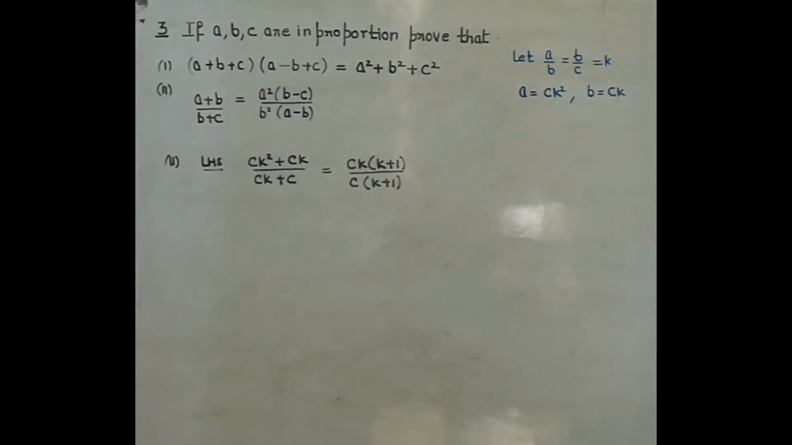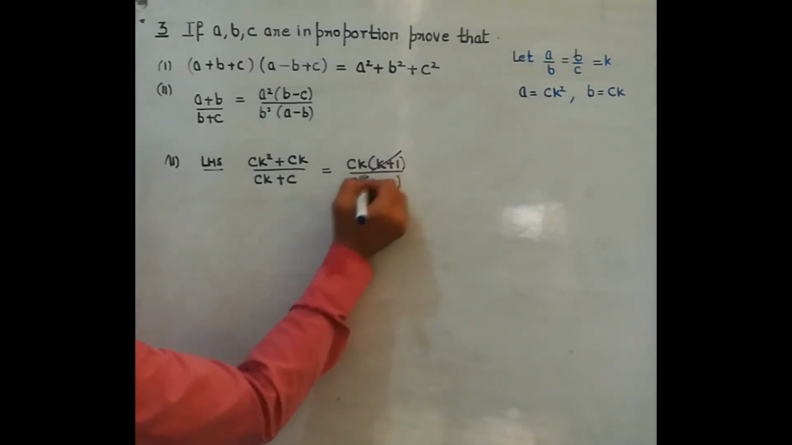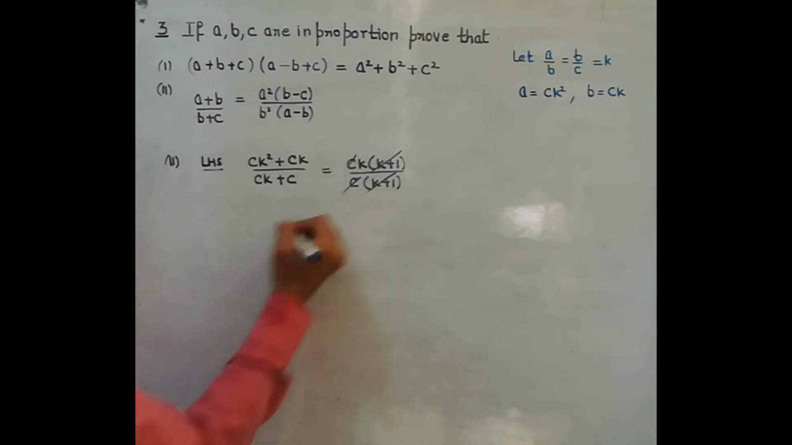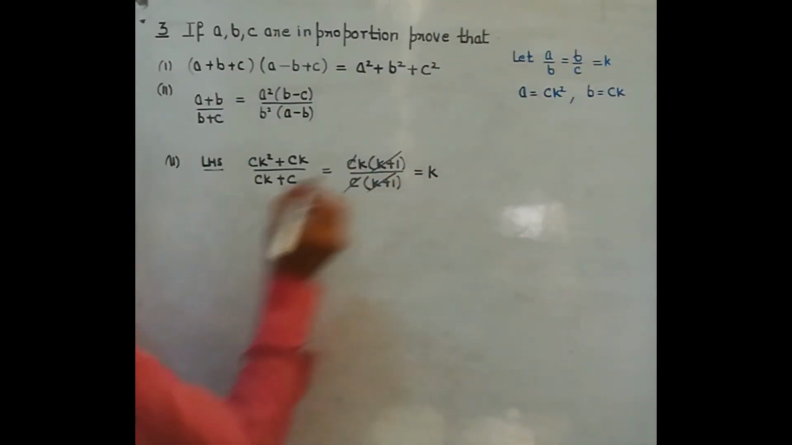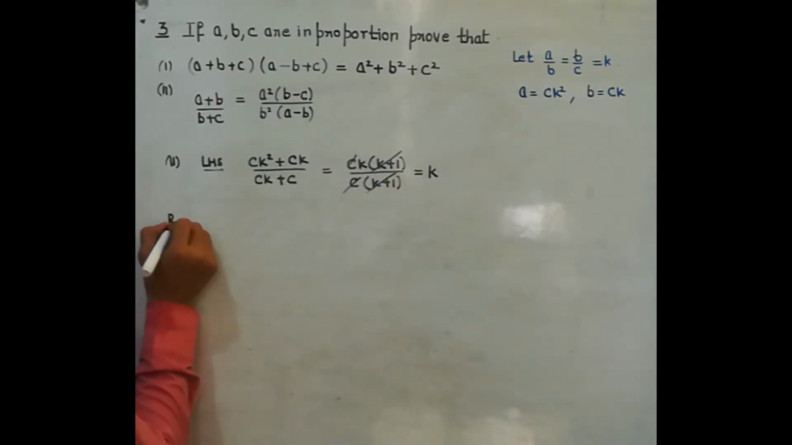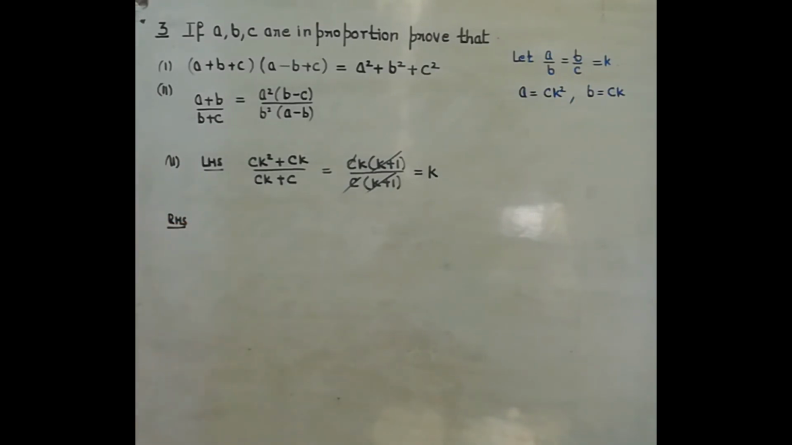Now here you can see this will cancel out, this C will also cancel out, so your left hand result is k. Hope the left hand side is clear to you. After taking common, whatever could be reduced, we have reduced it. And now going for the right hand side.